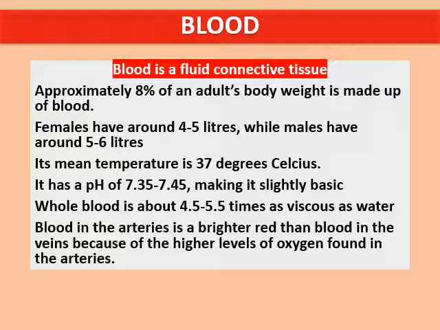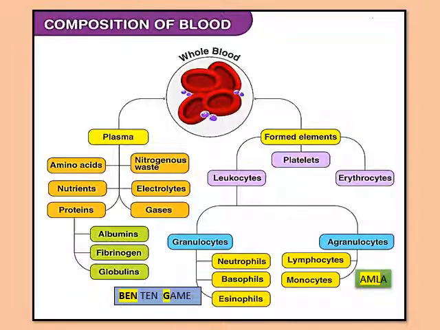Whole blood is about 4.5 to 5.5 times as viscous as water. Blood in the arteries is brighter red than blood in the veins because of the higher levels of oxygen found in the arteries. Now move to composition of blood.